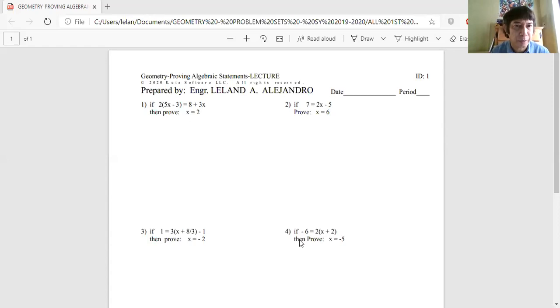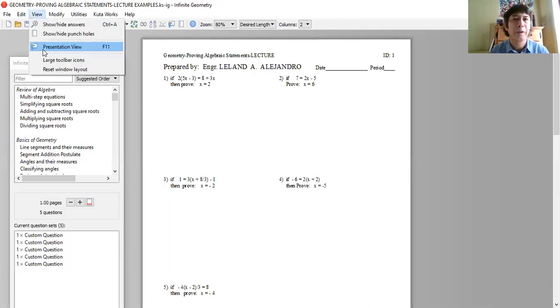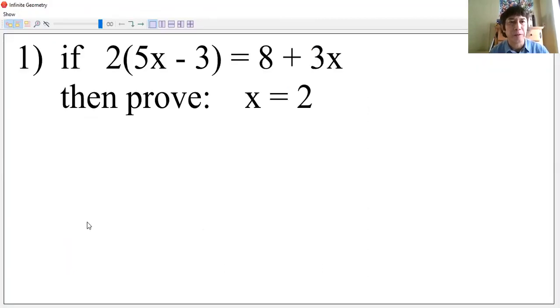There should be an equivalent of that over here. There, all right. We shall see it one by one. Okay, here's the first one. If 2 times the quantity 5x minus 3 is equal to 8 plus 3x, then we shall prove x equals 2. All right, this is algebraic, okay?